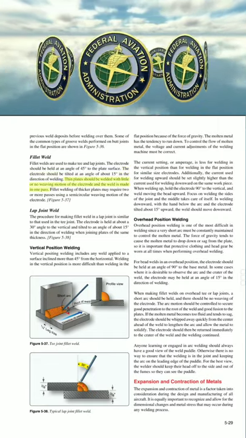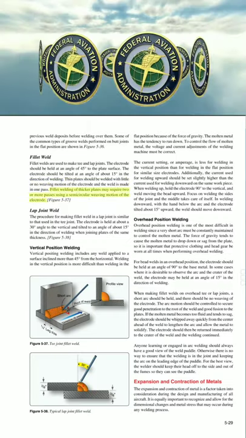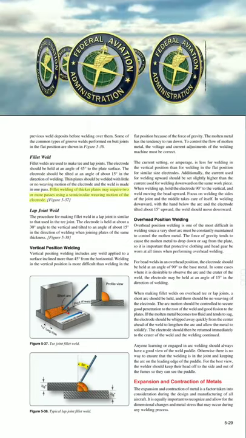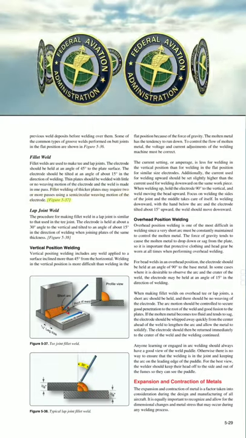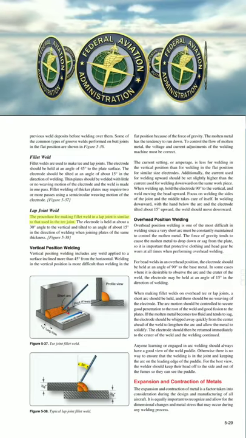Thin plates should be welded with little or no weaving motion of the electrode, and the weld is made in one pass. Fillet welding of thicker plates may require two or more passes using a semicircular weaving motion of the electrode. Figure 5-37. Lap joint weld. The procedure for making a fillet weld in a lap joint is similar to that used in the T-joint.